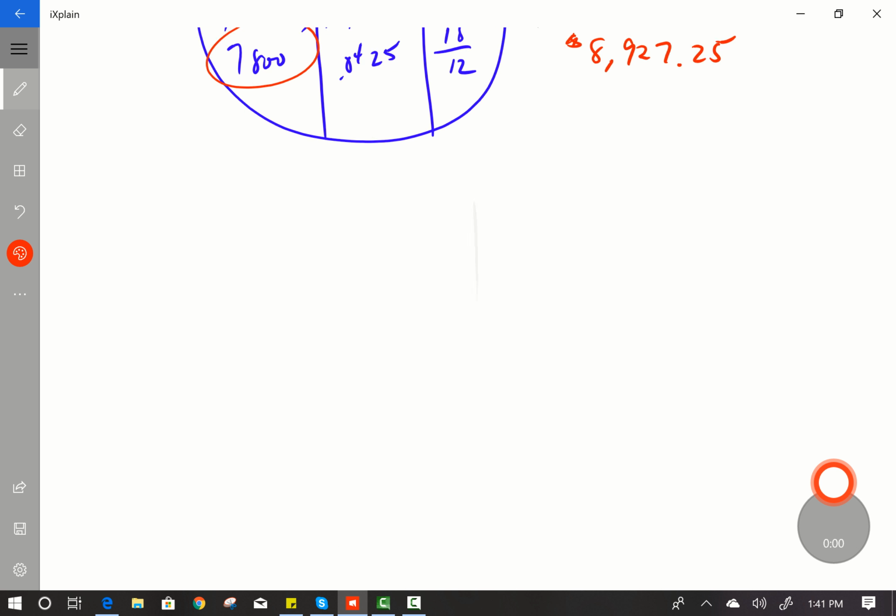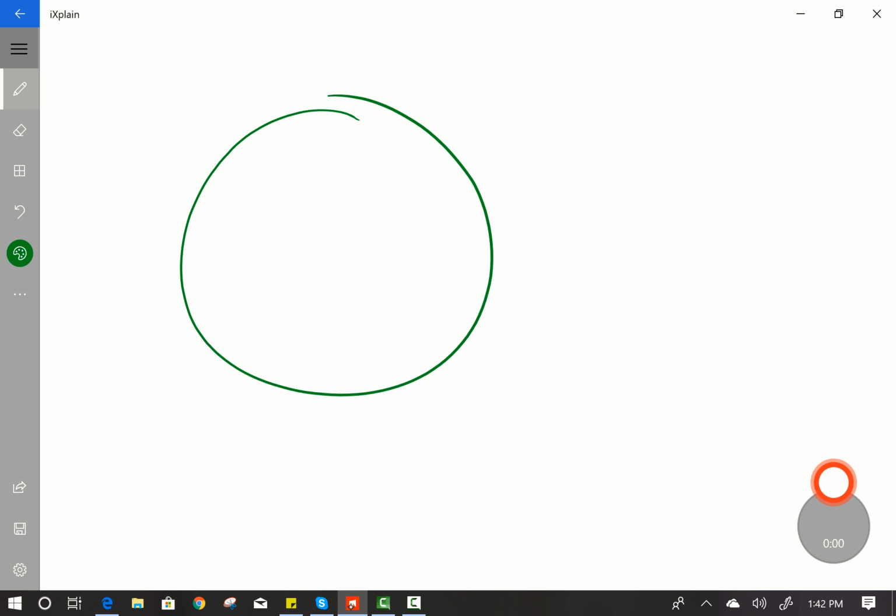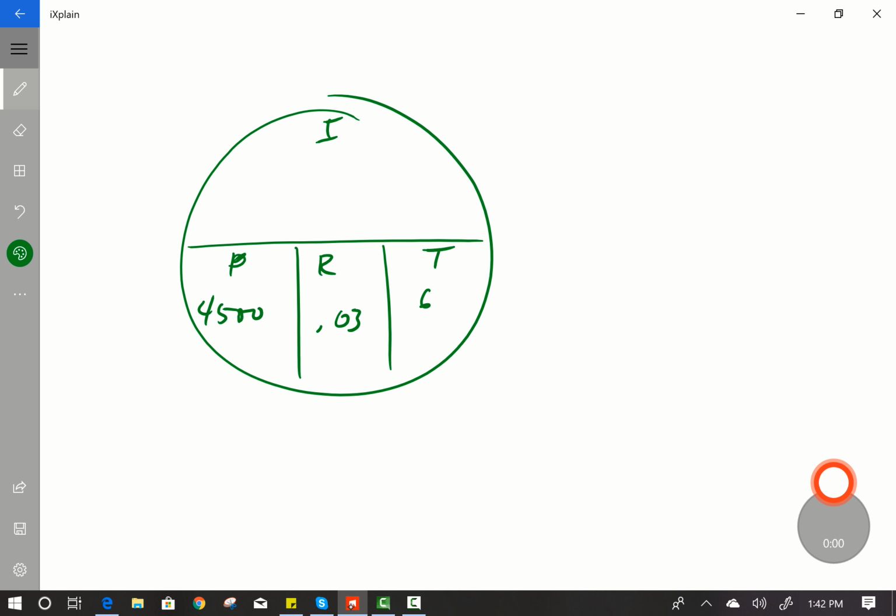Okay, let's go ahead and look at the next problem. Using the same formula, interest is equal to the principal times the rate times the time. And I have a principal of $4,500. And then the rate is 3%, or 0.03 after I move the decimal point 2 places to the left. And then the time is 6 months. Since I'm in months, I'm going to put that over 12.